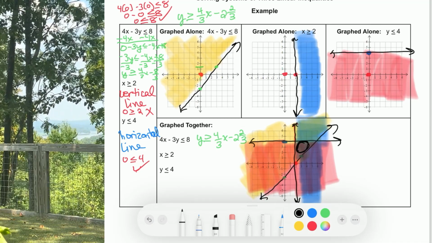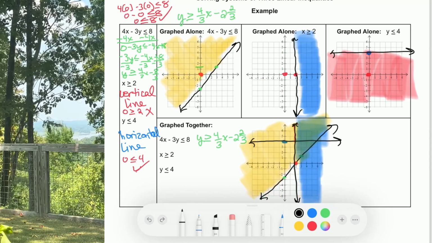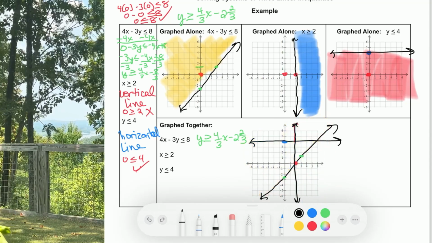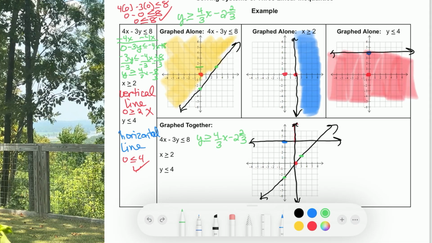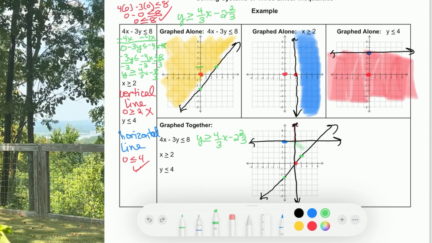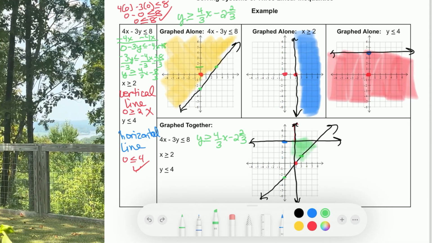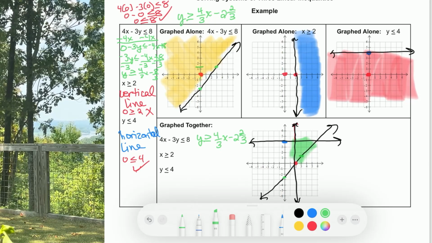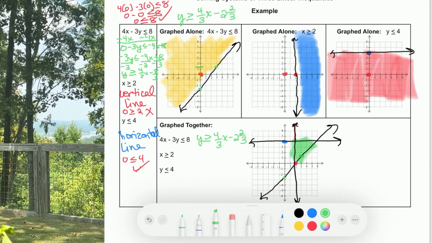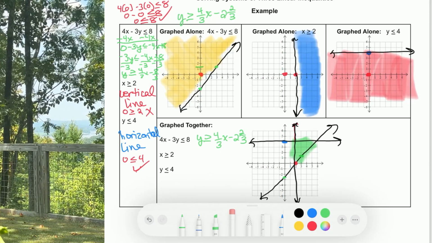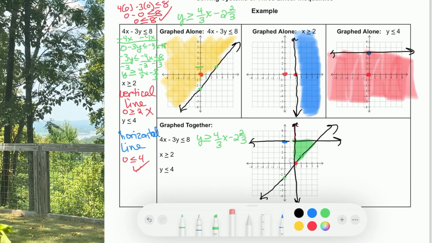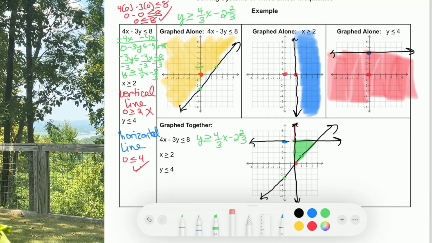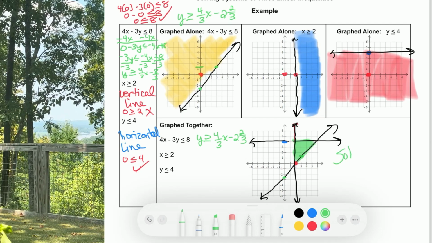So that is our solution area. So let's erase those. And I'm going to put in, let's just put green in there. So our green is going to be right in here. That is the only area that has the solutions for all three equations. So that's our solution area.